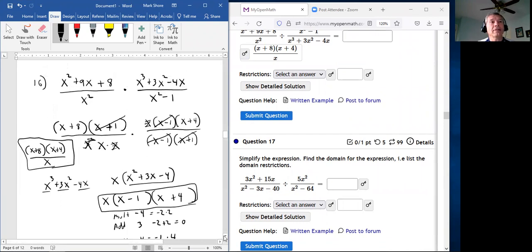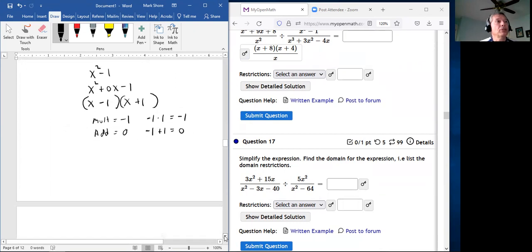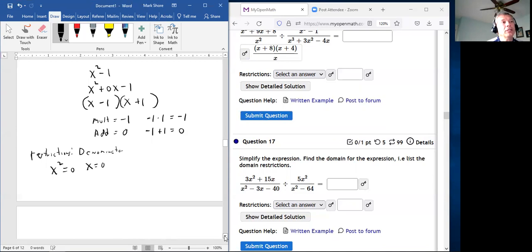There's an x squared. I'll list them here. So this is talking about the restrictions. For the restrictions, you look at the denominators. We had a denominator of x squared. The only thing that makes x squared equal to 0 is if x equals 0. The only number squared that equals 0 is 0. So that's all there is to that.